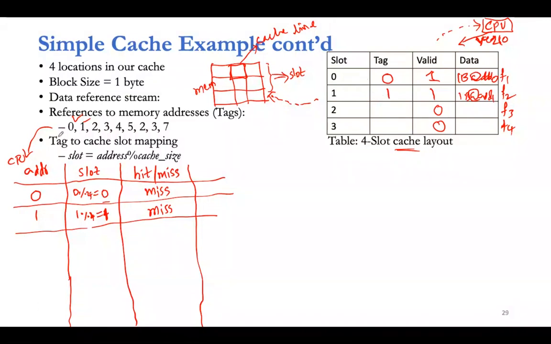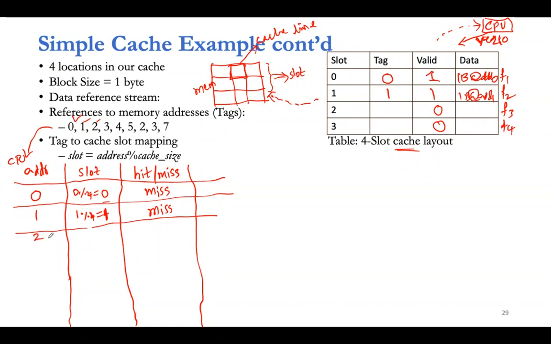Once it is updated, that data will be given back to your CPU to do the execution, the computational work. Then the next address requested by the CPU is 2.